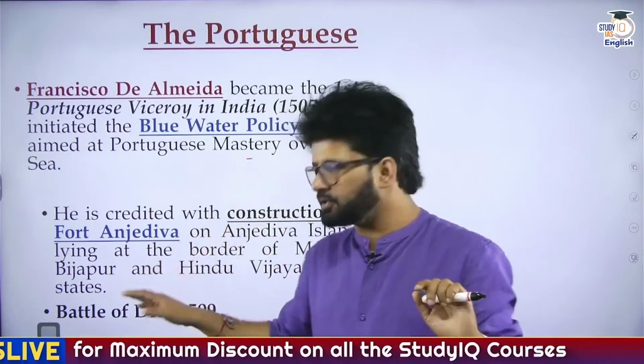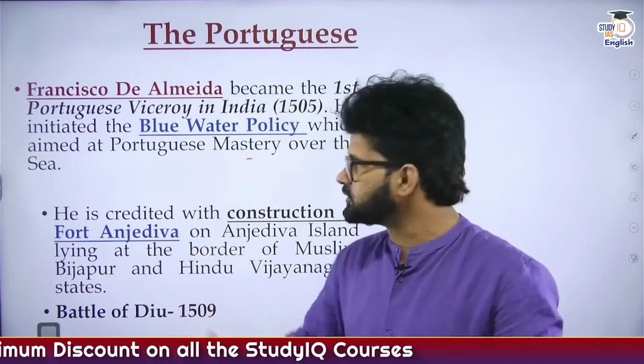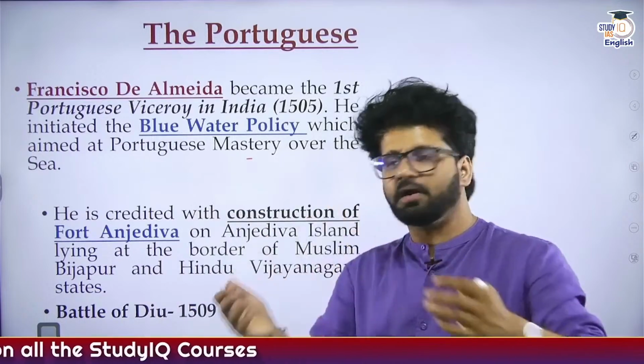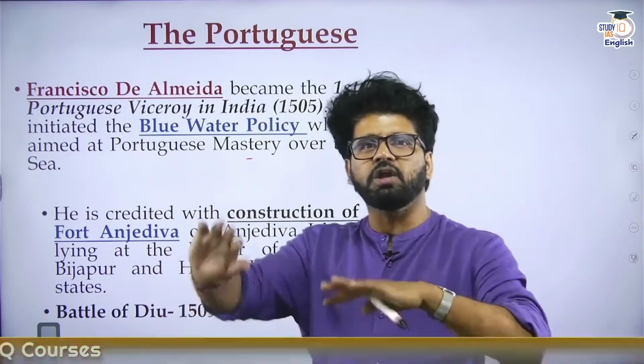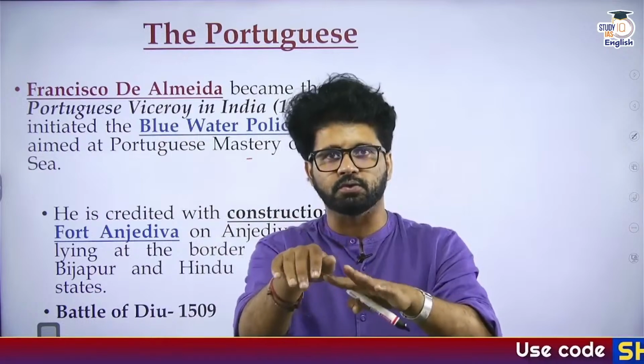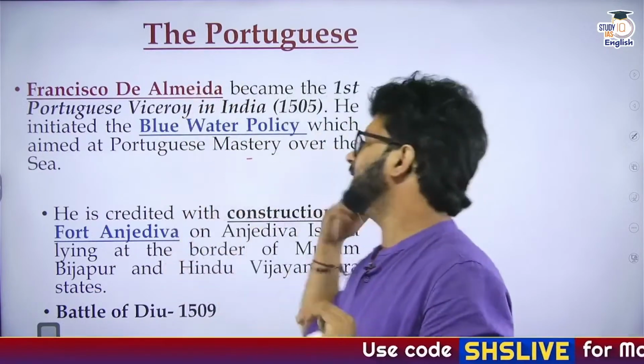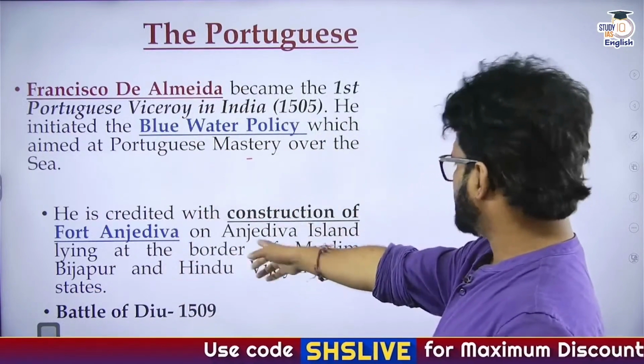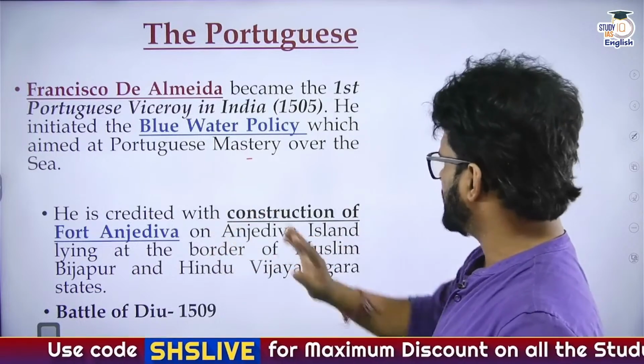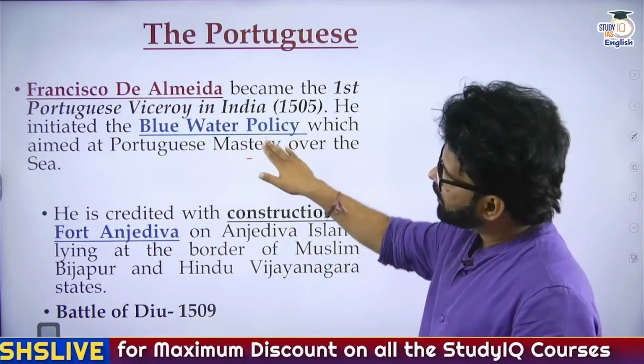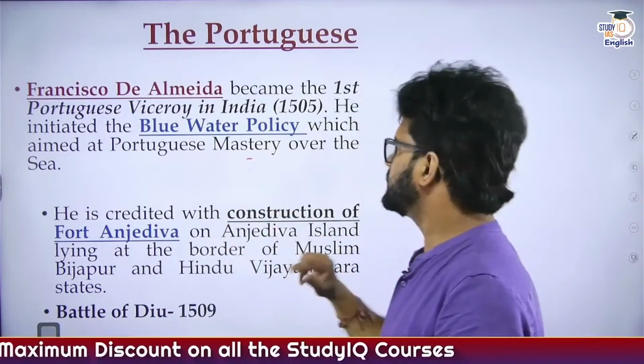So that established, in a narrow sense, Portuguese mastery over the Indian Ocean, but in a broader sense, we can say that this led to the starting of European mastery over the Indian Ocean. First Portuguese, then English EIC. So Fort Anjideva was constructed. This is there in the Karnataka region. You can have a look at it. But this blue water policy point is very important. First, that is also important.